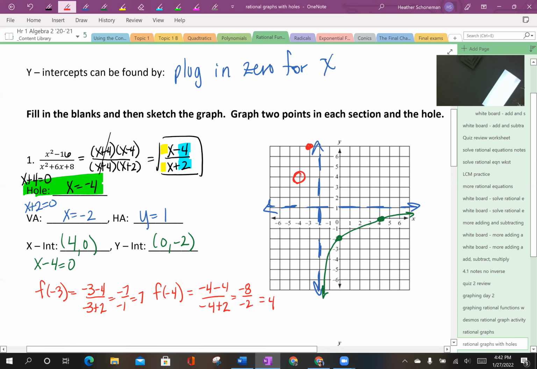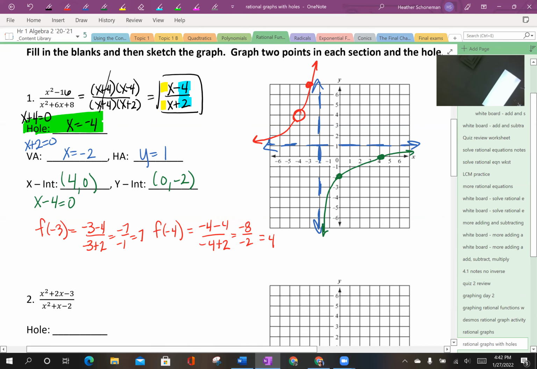We have a hole. Now my graph is going to fill in just like it has before, except at that one spot, there's a hole. That's it. Everything else is the same. Nothing has changed except that one little part where there's a hole. All right, let's try that again on the second example.